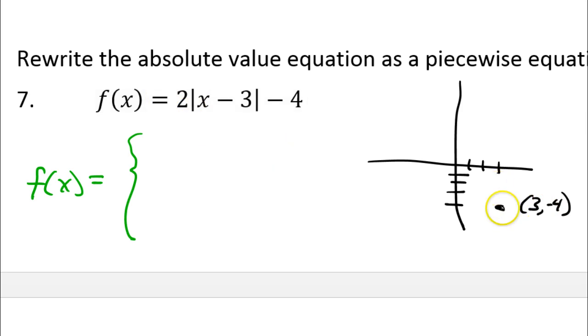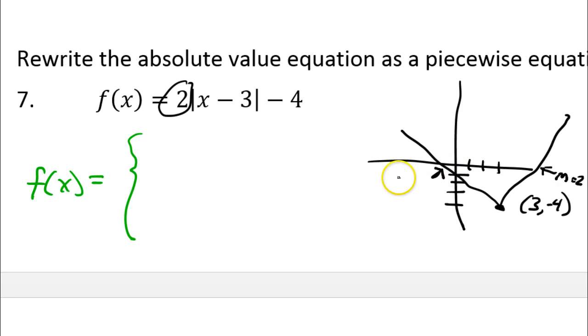Alright, so there's my vertex. It's positive, so we know we're going to have an upward facing V like this. Now I'm not being really careful about where it's hitting the y-axis, so don't pay attention to that. But pay attention to the slope though. So we do know that the slope is 2. That means that on the right hand side over here, this has a slope of 2. And on the left side over here, the slope is -2.